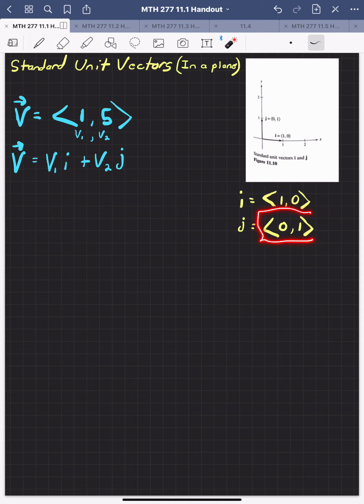j, the definition of j, again, we have a length of 1. And what's interesting is this 1 and this 5 act as scalars. And what are you scaling? Well, you're scaling your unit vectors, basis vectors i and j. So to finish this up, all I'm going to do is substitute the 1 and the 5 in for v sub 1 and v sub 2.